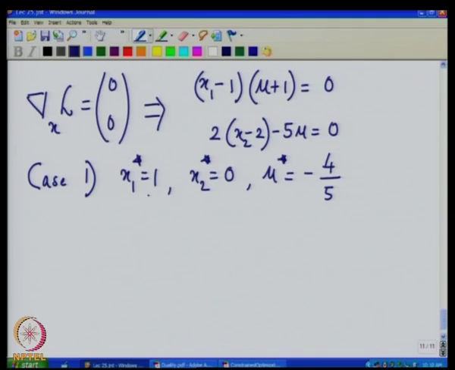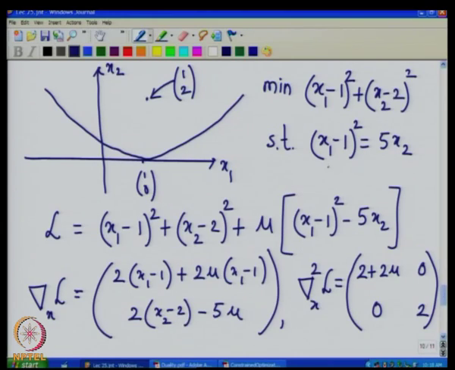So, we get a KKT point where x1 star equal to 1, x2 star equal to 0 and mu star equal to minus 4 by 5. Now let us look at the second order sufficiency conditions. For that purpose we will need the gradient of h at x star.